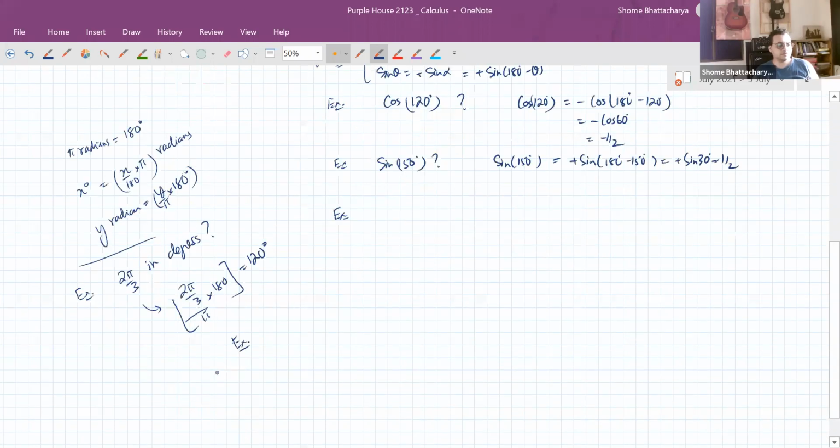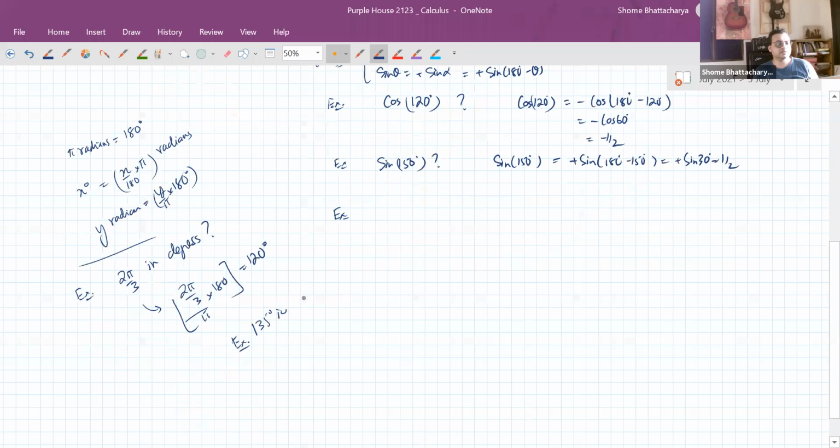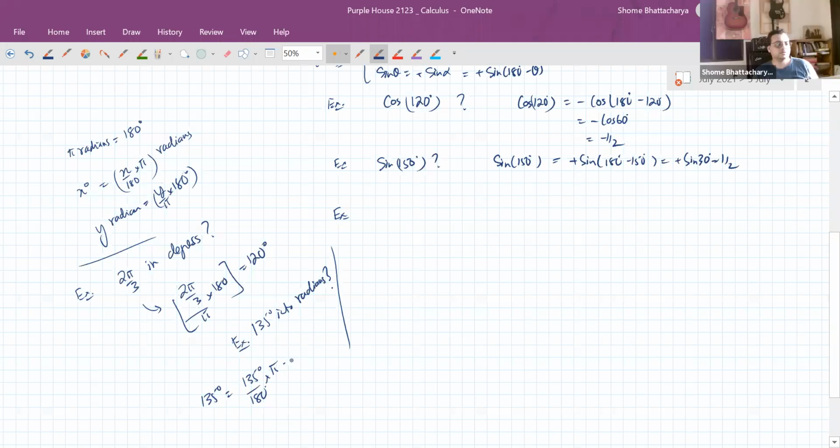So for example, now if I ask you convert 135 degrees into radians, the answer to that will be 135 degrees is equal to 135 by 180 into pi. So you can see that that will become 3 pi by 4.